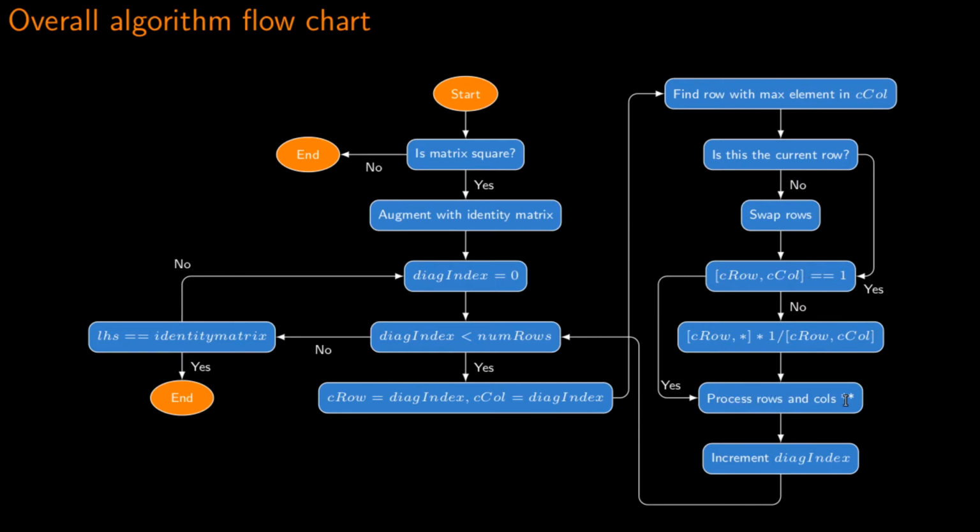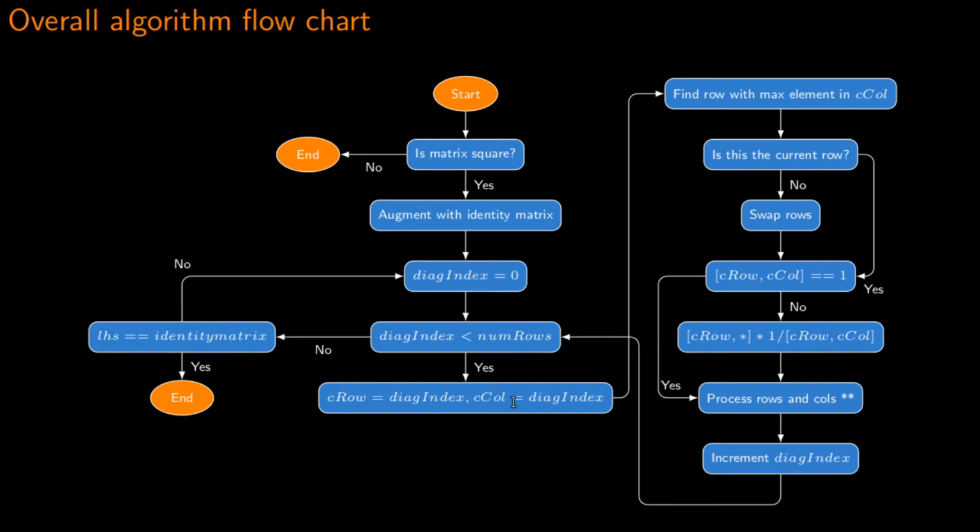Now process rows and cols, I put a double star here because this is quite complicated. I have separate flowcharts to explain what we do for the rows and the columns. As we just saw in the example, we first go through all of the rows in the column apart from the current element, and we want to make those equal to 0, and then we look at all of the columns in the row and we want to make those equal to 0. We're going to come and look at those flowcharts for that in a moment. Okay. Once we've processed the rows and the columns, we increment diagonal index, and we come back to here.